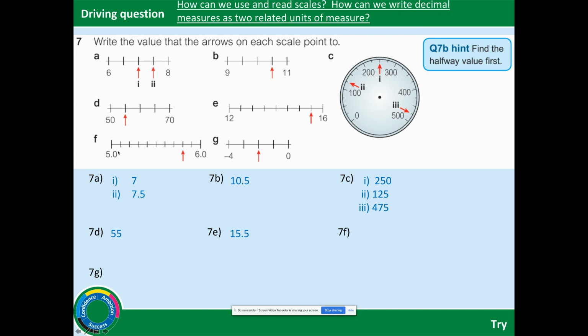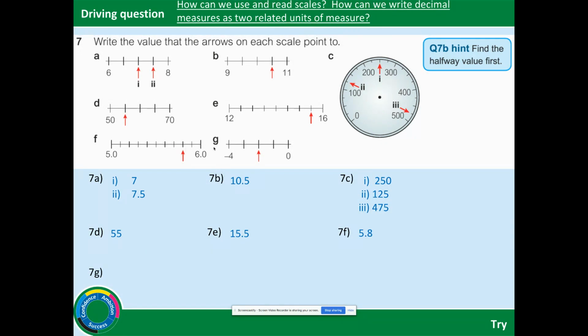F, okay, we've got 5. 1, 2, 3, 4, 5. So we've got 10 gaps between 5 and 6. So I could have 5.1, 5.2, 5.3, 5.4, 5.5, 5.6, 5.7, 5.8, and just check. Yeah, so that's going to be 5.8.